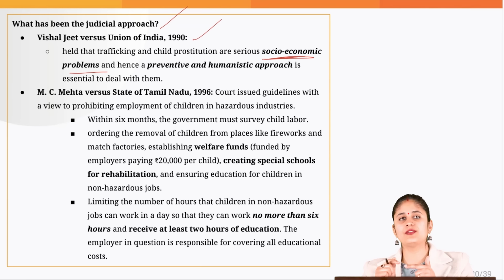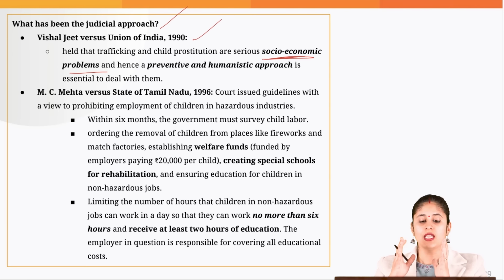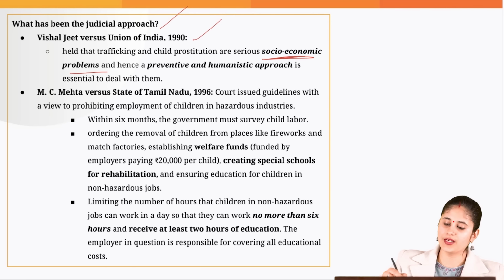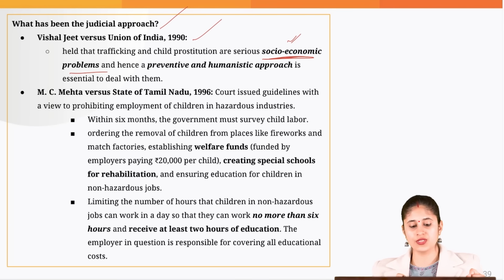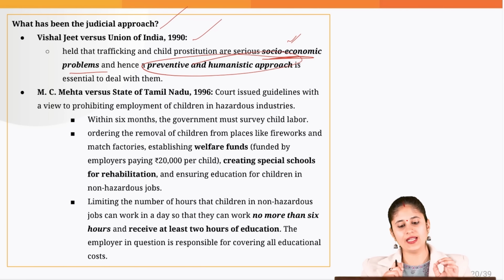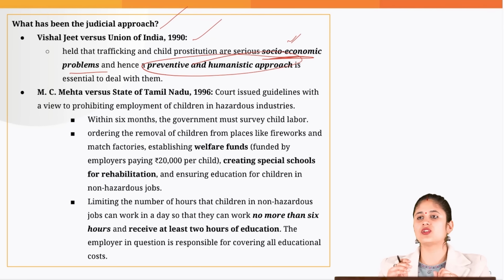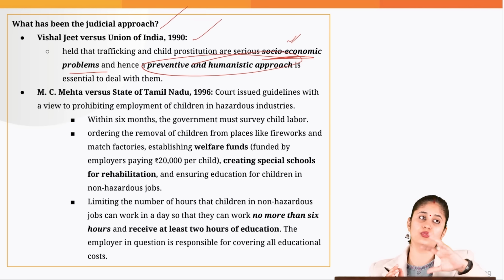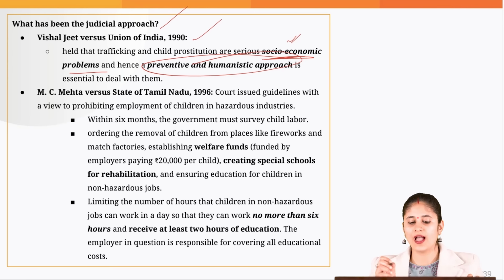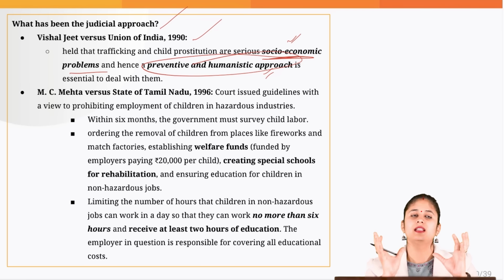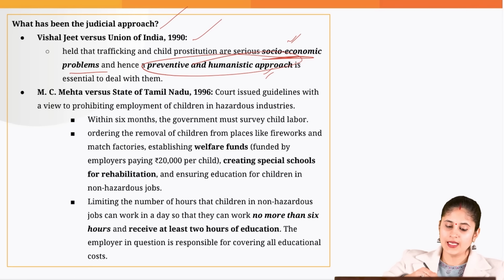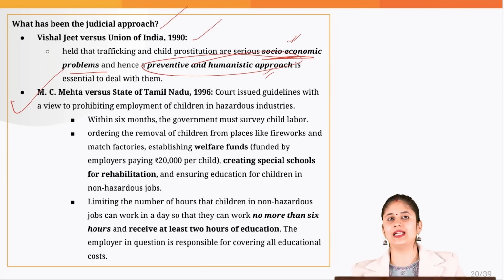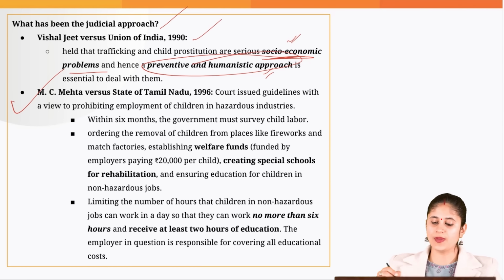Once you understand this, the approach that you will be following would not be merely related to implementation of laws. You will try to provide adequate jobs to the poor and the vulnerable sections, and you will be adopting a preventive and a humanistic approach. It's not like if a child is engaging in child labor in some hazardous industry, you start punishing that child, or you start punishing the family. You have to have a humanistic approach. You need to ensure adequate opportunity so that the child is able to enjoy his fundamental right under Article 21A.